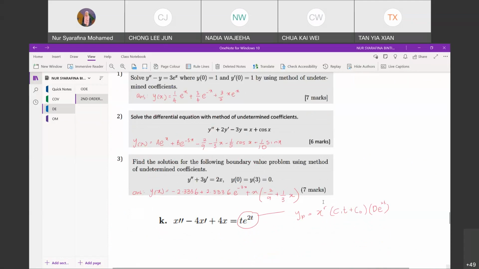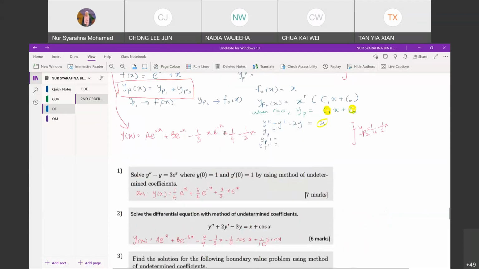Okay, and in the tutorial, if you have this kind of function as your f(x), it is a combination of t and e to the power of t, which is polynomial and exponential, and it is combined here in terms of multiplication. So you just multiply. Okay, all right, that is how you do it. So this is what we have discussed earlier.